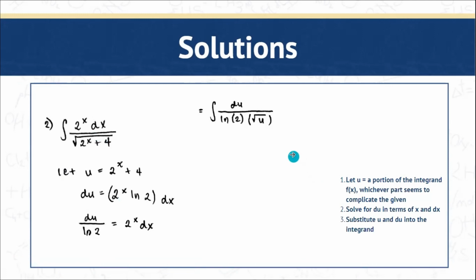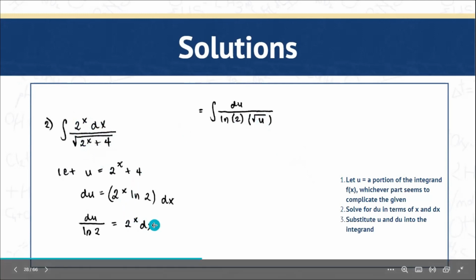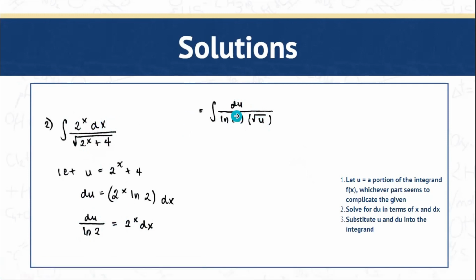And then step 3, we substitute u and du into the integrand. We know that 2 raised to x plus 4 is u. So we have the square root of u here. And then 2 raised to x dx is equal to du over ln 2. And then once those are substituted, ln 2 is just a constant, so we can factor that out later. We can now solve for the integral.